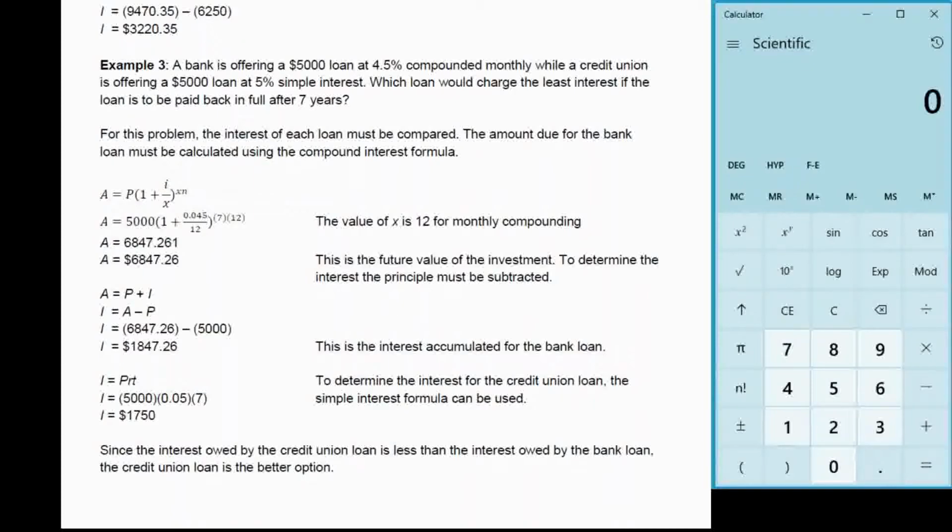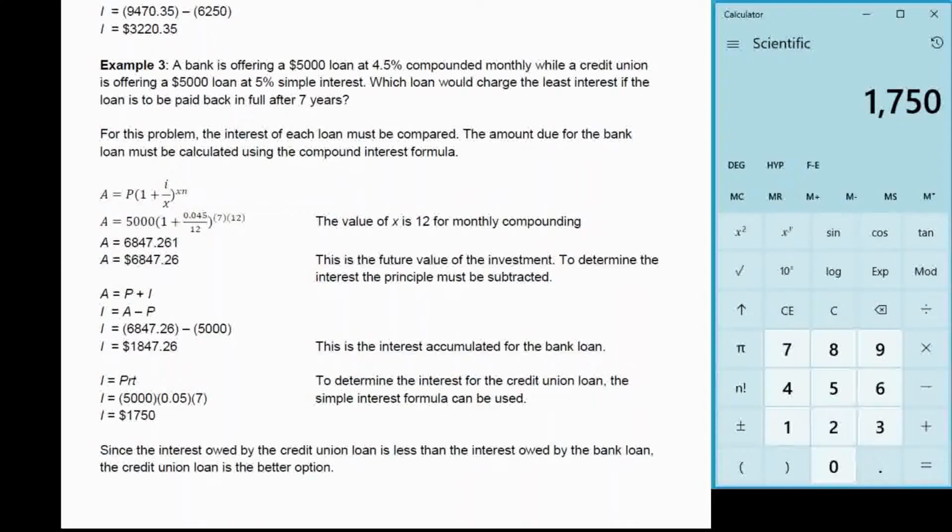Let's look at how much interest do we have to pay back on the simple interest investment. That's just $5,000 times 5% times 7 years. So for the simple interest, we'll have to pay back $1,750 in interest. So if we take the simple interest loan, even though it's at 5% simple interest, and 5% is greater than 4.5%, we'll pay back less because it's not compounded as much.